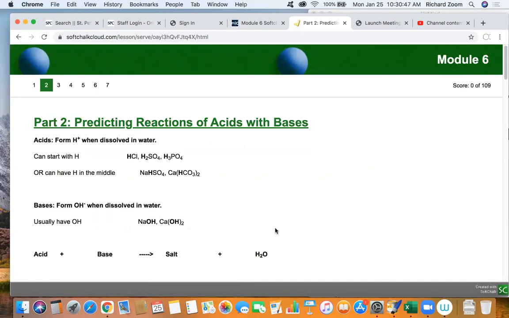All right, I think we'll leave it there for today, and we will continue with the fun on Wednesday, and we'll be looking at predicting reactions of acids and bases, and also the double displacement, the dreaded double displacement reactions.